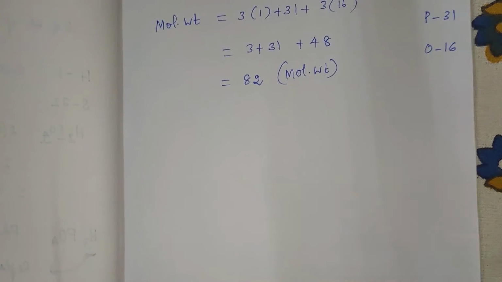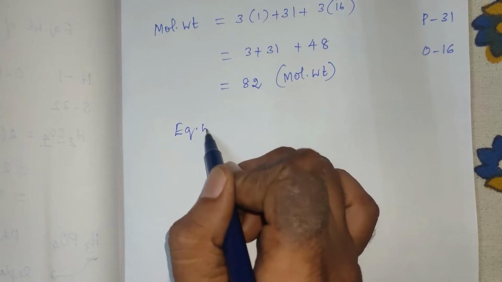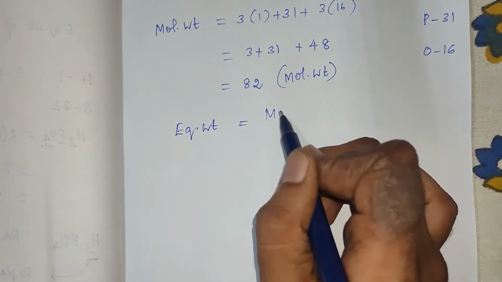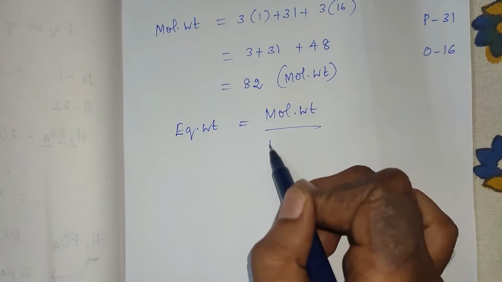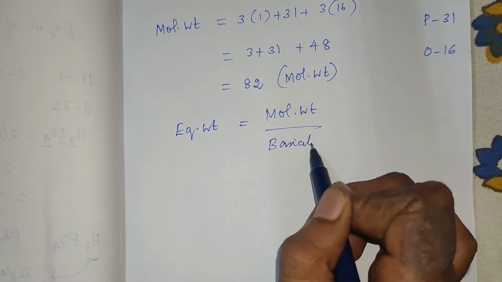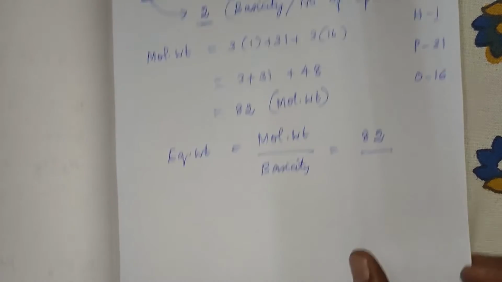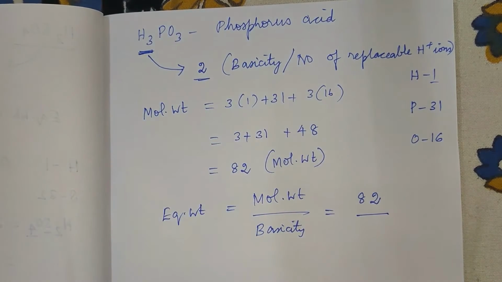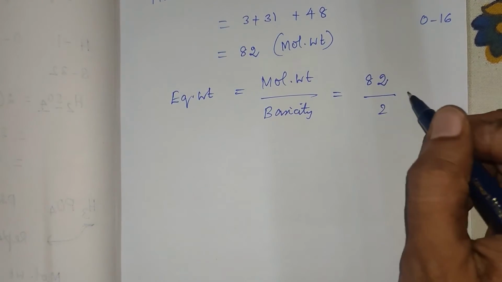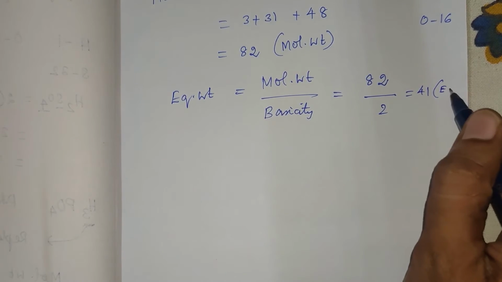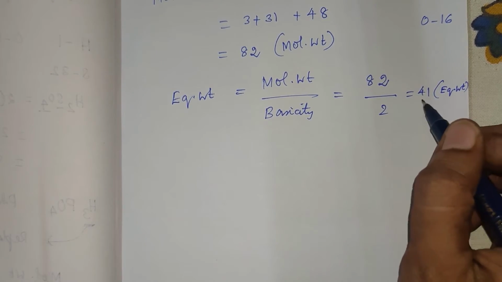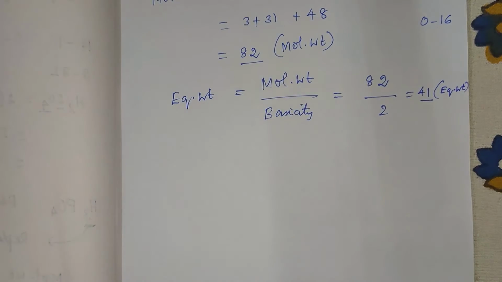I am going to calculate the equivalent weight. Equivalent weight of phosphorous acid is equal to molecular weight divided by its basicity. Now what is the molecular weight here? Molecular weight is 82 divided by its basicity. Its basicity is going to be 2 here. So 82 divided by 2, which is 41. In this case also, the equivalent weight and molecular weight are not the same.